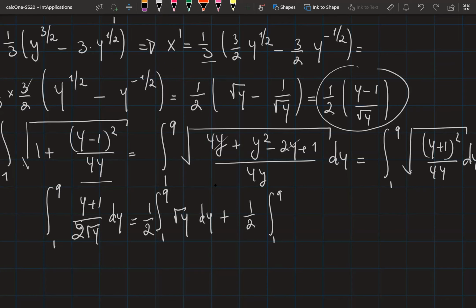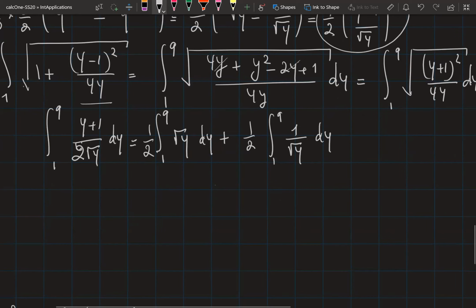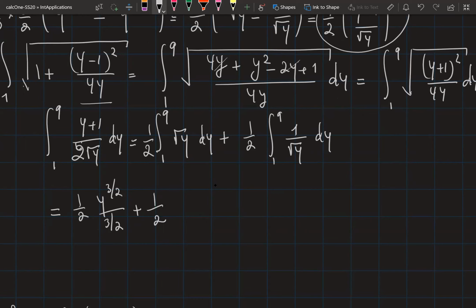of 1 over square root of y, sorry, dy. So now we can just take the integration. The integration of this term is going to be 1 over 2 times y to the power of 3 over 2, divided by 3 over 2, plus 1 over 2 times y to the power of minus 1 over 2 plus 1, which is y to the power of 1 over 2, divided by 1 over 2.